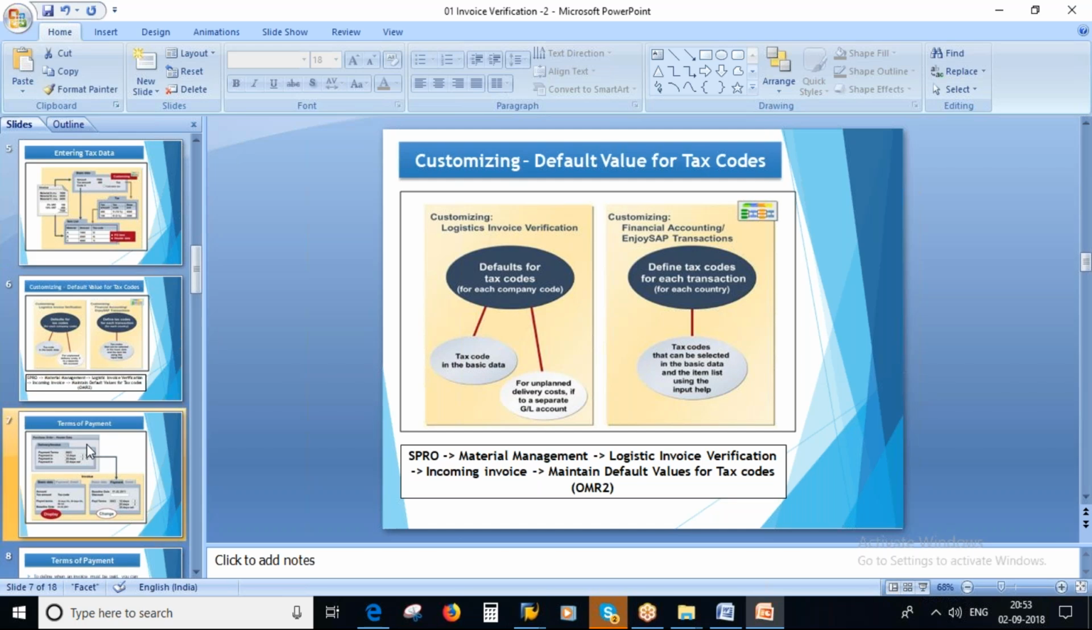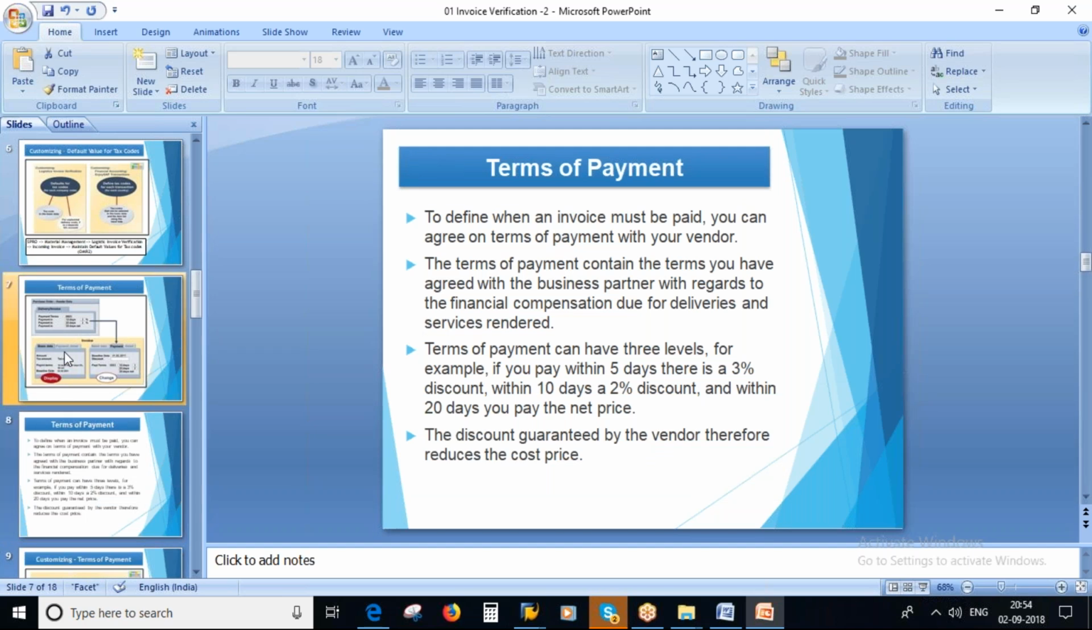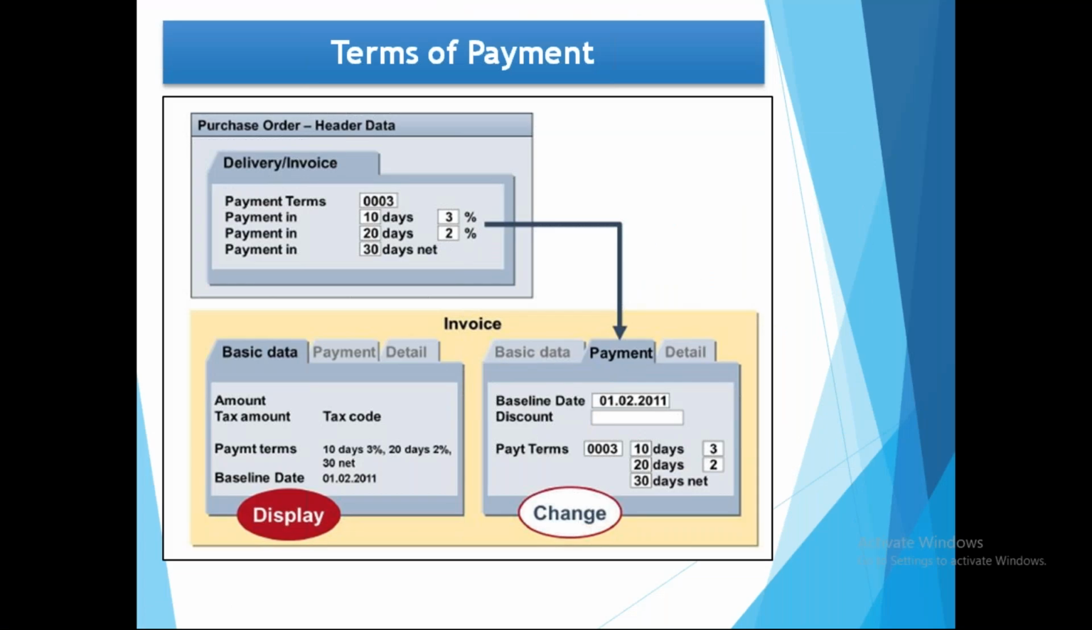Now we'll discuss terms of payment. What is terms of payment? Sometimes you will have an agreement with your vendor that if you make the payment within 10 days of the due date, he will give you a 3% discount. If you make the payment within 20 days of the due date, he will give you a 2% discount. And if you make the payment in 30 days, he will not give you any discount. These kinds of things are handled in terms of payment.